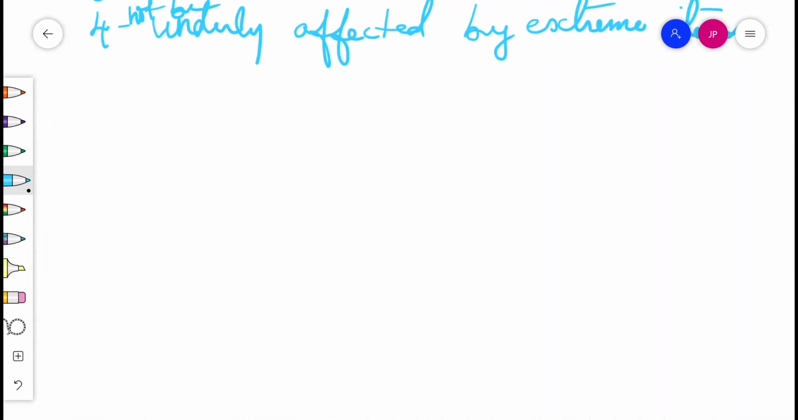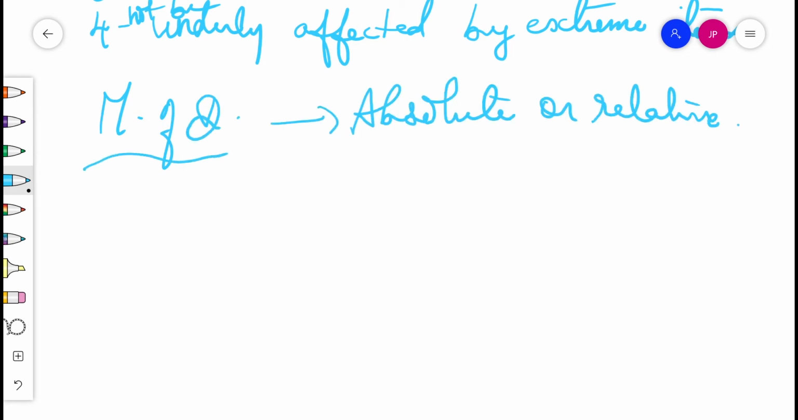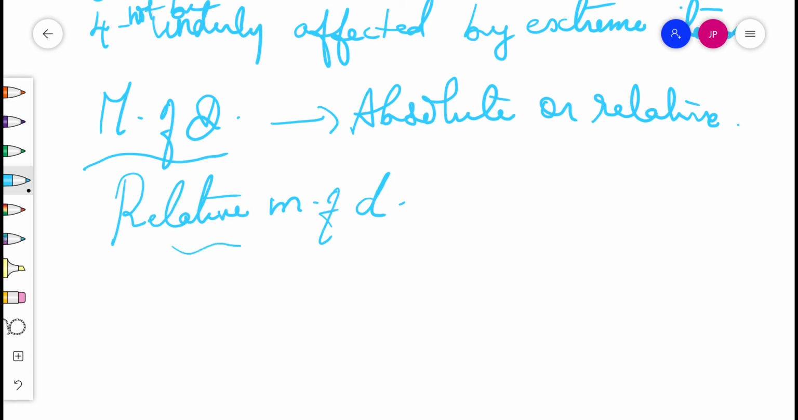Measures of dispersion may be either absolute or relative. Absolute measures of dispersion are expressed in the same units in which data of the series are expressed, that is rupees, kilograms, tons, etc. Whereas relative measures of dispersion are independent of the units of measurement and they are expressed in percentages. These are used to compare two or more series which are expressed in different units.